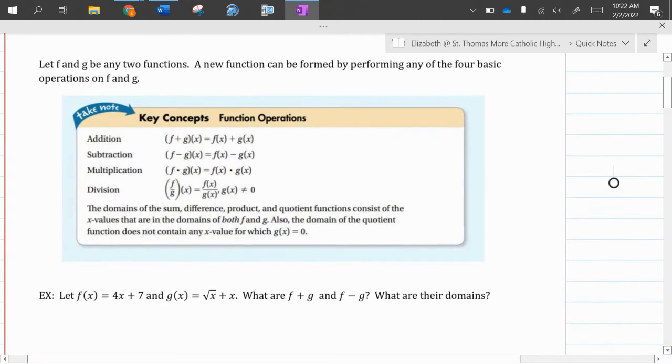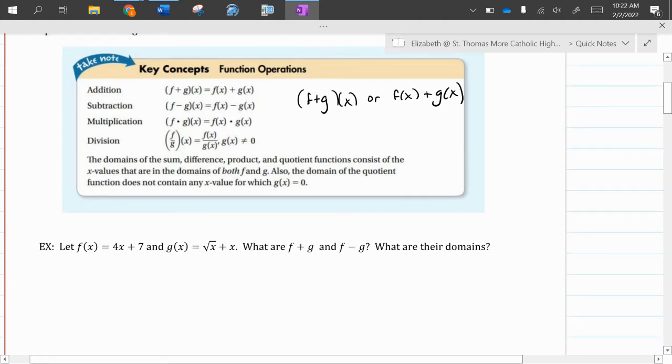Notice for the division part, it says f of x divided by g of x, where g of x is not equal to 0, because if g of x is in the denominator, we don't want the denominator to be 0. So we could use the notation f plus g, or we could say f of x plus g of x. It means the same thing.